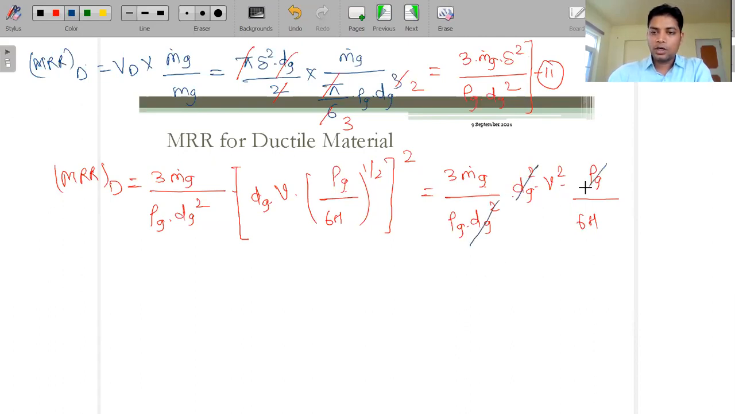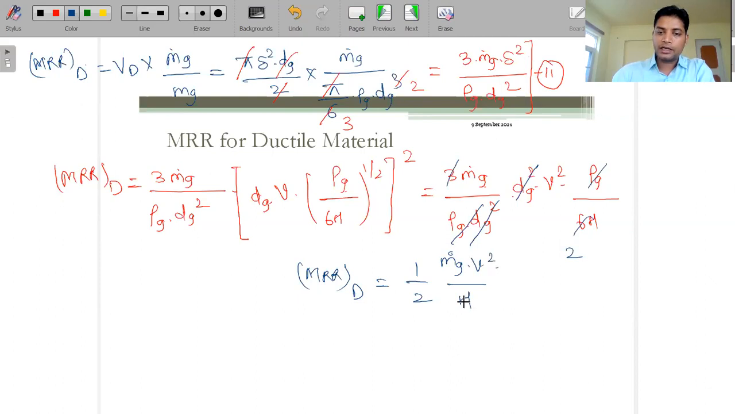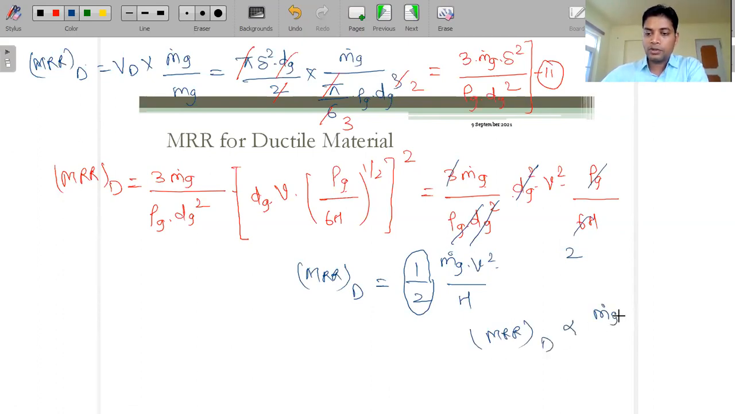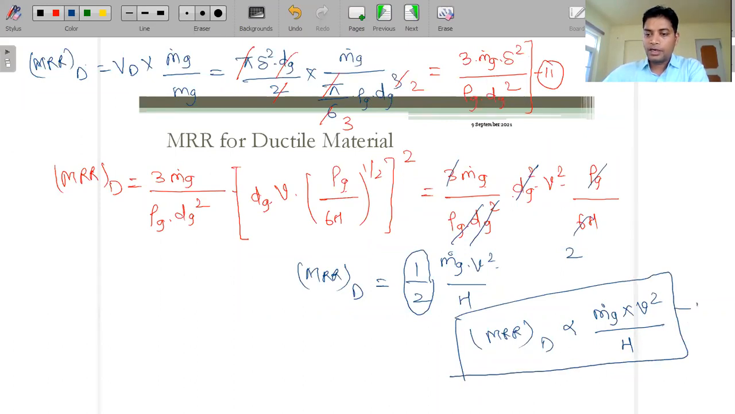Okay, now dg square will be cancelled out, rho g will be cancelled out, and now nothing else we can remove, this one is also like 1 by 2. So the material removal rate in case of the ductile material will be equal to 1 by 2 into m dot g into v square upon h. And as I said, this is for one abrasive particle, so this number will change. Overall, we can say the material removal rate for the ductile material is proportional to the mass flow rate of the grit particles into the velocity square upon h, the strength of the abrasive particles. Okay, so this is in case of the ductile material.